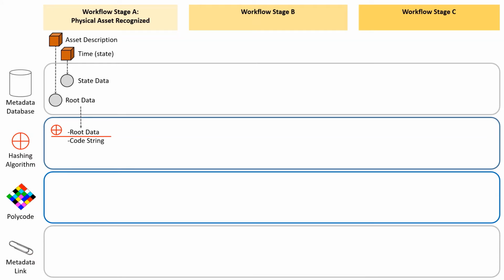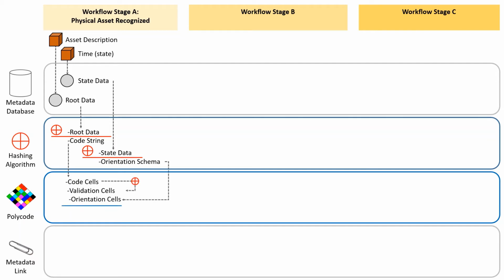The critical state data is encoded as a particular orientation schema, derived through the mapping hash algorithm I mentioned on the previous slide. To generate the first polycode, the code cells, which are the visual representation of the polydigital code string, are themselves hashed to derive the validation cells. Adding the orientation cells according to their schema gives the full original polycode. So, this cryptographic barcode serves as a metadata link back to the root data and associated time or other state data if a user is authorized to scan the code and access the organization's database.